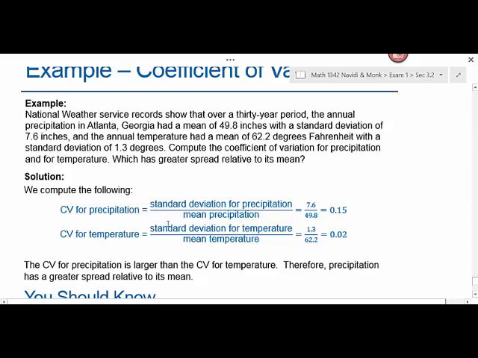If we do the same thing for temperature, we take the standard deviation for the temperature right here, we divide it by the mean for the temperature, the 62.2, and when we look at that ratio, we get 0.02. Because the coefficient of variation for precipitation is larger than the coefficient of variation for temperature, we say that the precipitation has a greater spread relative to its mean. It gives us a way to compare things that are not necessarily similar measures.